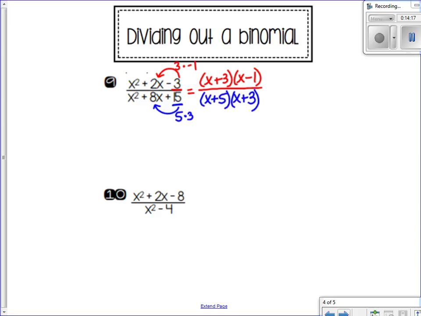Now here's when the good stuff starts happening. When you see that you have the same factor on the top as you do on the bottom, like for example this one, I have x plus 3 on the top and I have x plus 3 on the bottom. When you have the same factor pair on top as you do on bottom, good things happen. x plus 3, x plus 3, you can cancel them out. So that's going to leave me with x minus 1 on top and x plus 5 on the bottom. Broke it down as far as we could.